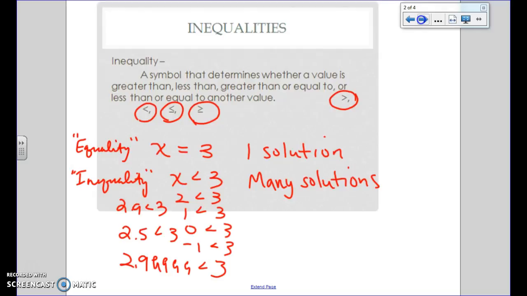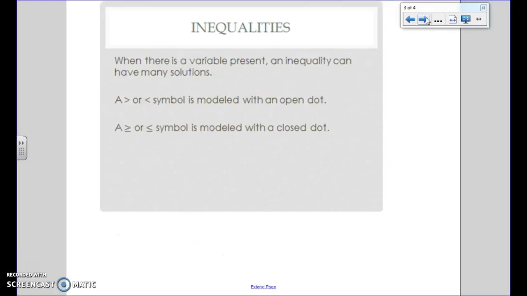But as you can see, there are a lot of different things that I could make the variable x to be less than 3. So for an inequality, and that would be greater than, less than, greater than or equal to, or less than or equal to, there are many solutions whenever you see an inequality. I just gave one example, but whenever you see an inequality, you need to understand there's a lot of different solutions, a lot of things that x could be, or the unknown could be.